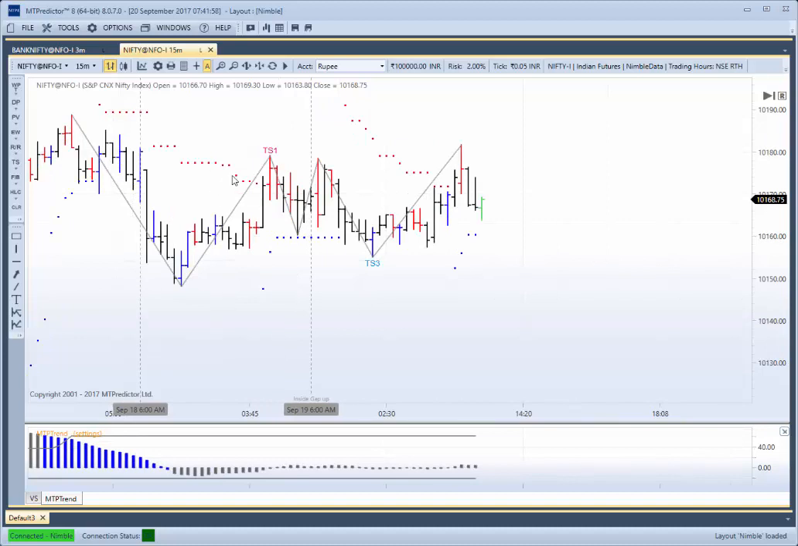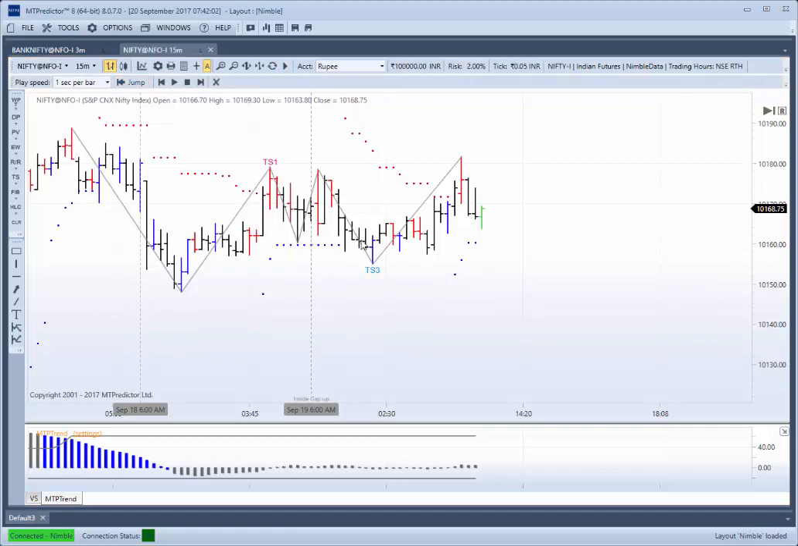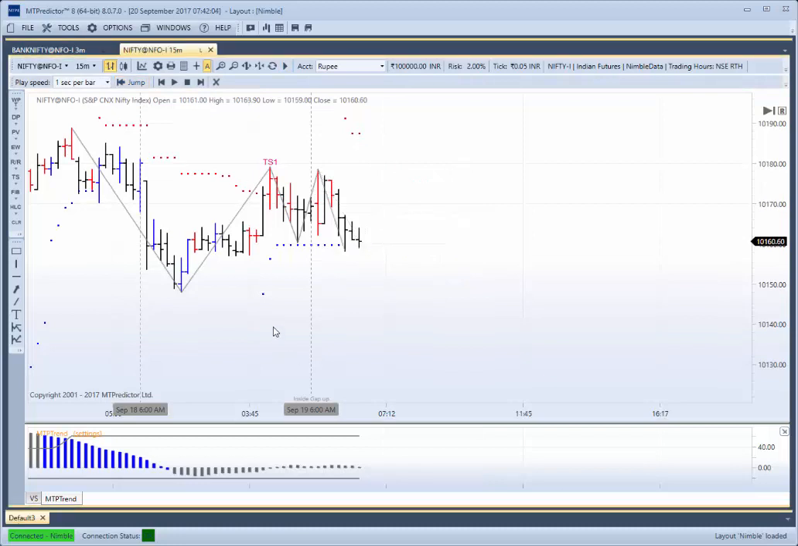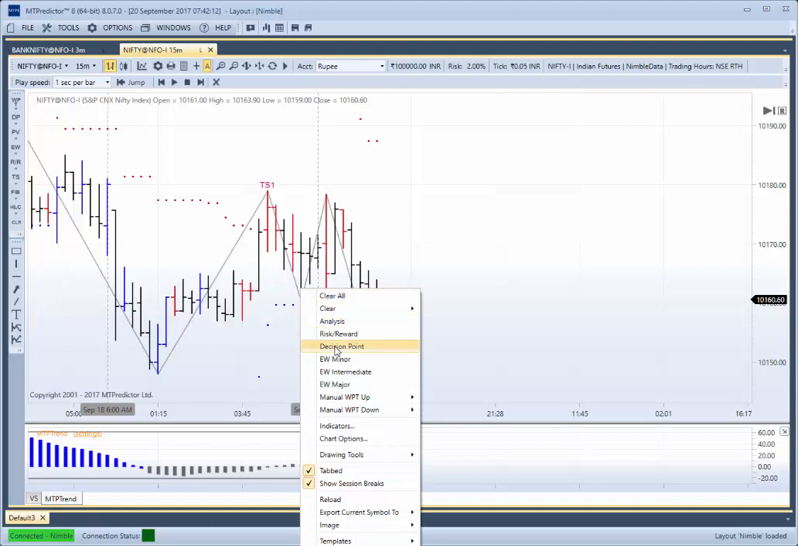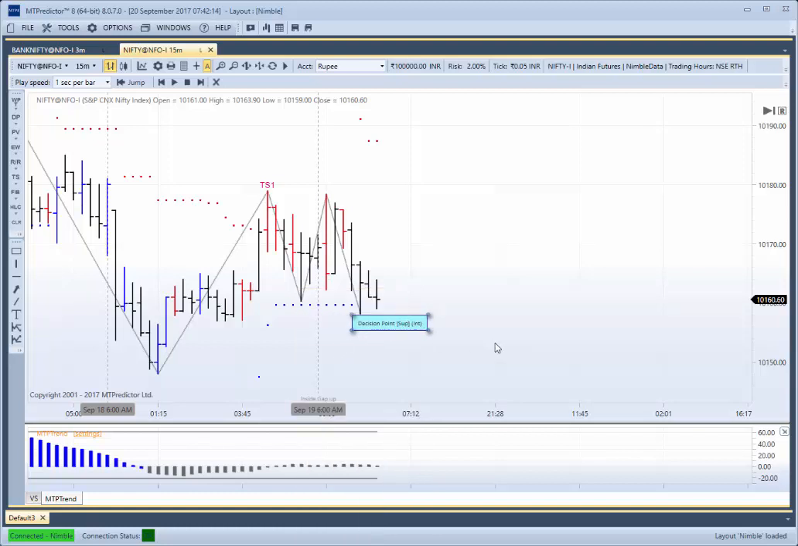So let's go back to before this low even unfolded. I'll use training mode. I'll go back to here somewhere. So what we do is go back to the previous pivot highs or lows. In this case, there's a pivot low there. We right mouse click, do decision point, and that gives you an area of potential support on the chart.